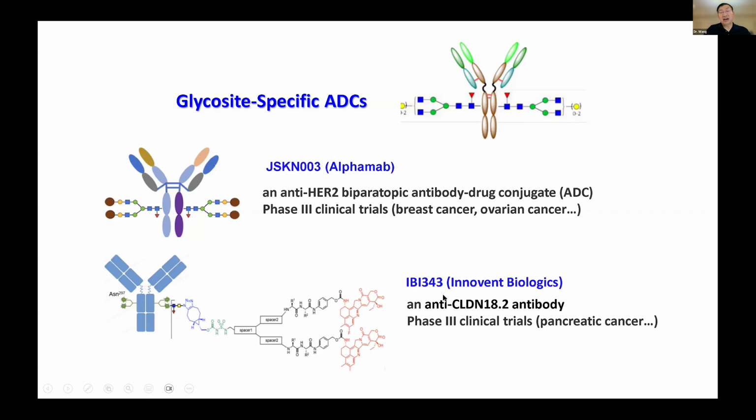And another example is IBI343 by Innovent Biologics. So this is an anti-Claudin 18 antibody, and now in phase 3 clinical trials for pancreatic cancer. So this actually uses the Synaffix technology by engineering the Fc glycan. It uses an endo enzyme to remove all the N-glycan, leave the first sugar on, then use a galactosyltransferase mutant to introduce GalNAz with azide tag, then you can click the payload onto the antibody.